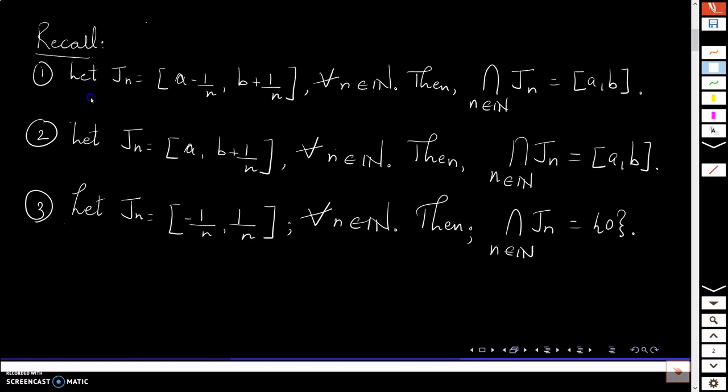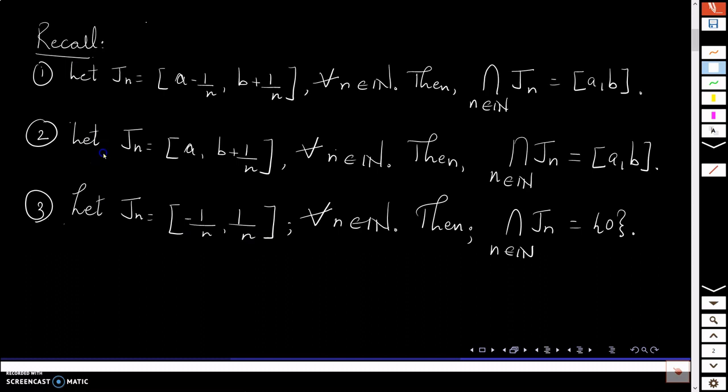Alright, so the first one which I did in the video was we took a collection of closed intervals Jn which were defined by a minus 1 by n comma b plus 1 by n for each natural number n, and we computed the intersection of all the Jn's, for each n, and we found that to be the closed interval ab.